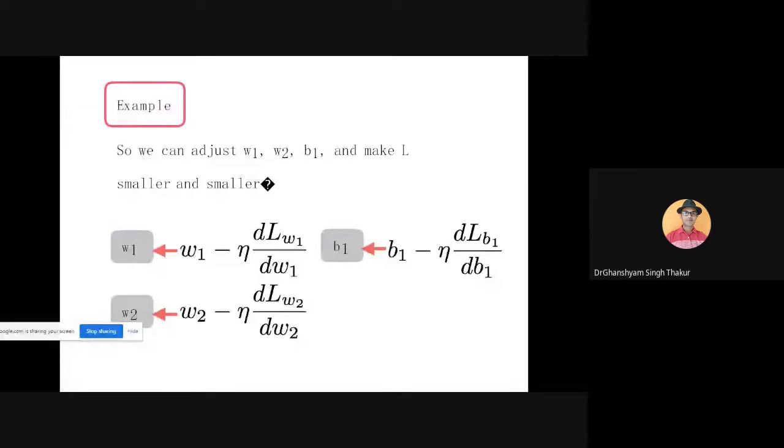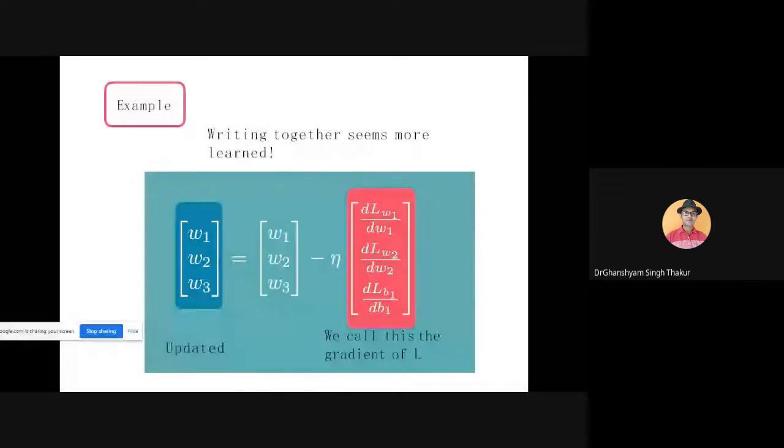W1 minus eta dL upon dW1, W2 minus eta dL upon dW2, and b minus eta dL upon db. In this way, writing it together, we get the updated weights W1, W2, and W3 minus eta times the gradient. In this way, you can find the updated weights.